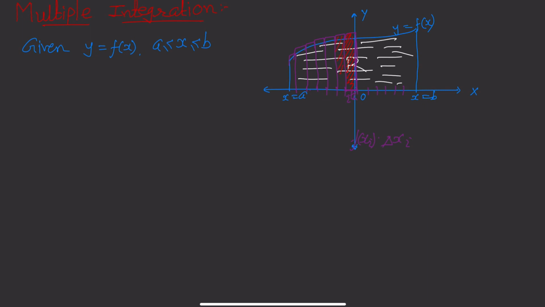Then we collect all these areas of the rectangles and take the sum over them. So summation from i is equal to 1 to n of f of xi into delta xi. This is an approximated area of this region. Now when we take the limit n tends to infinity, what does it mean? We make this length smaller and smaller. Then this becomes the integration over a to b of f of x dx, and this is nothing but the area of the region R. So this is how we find the area.